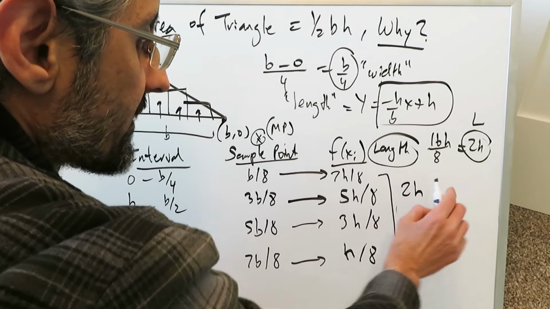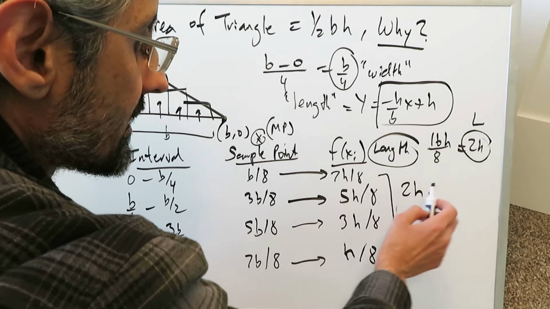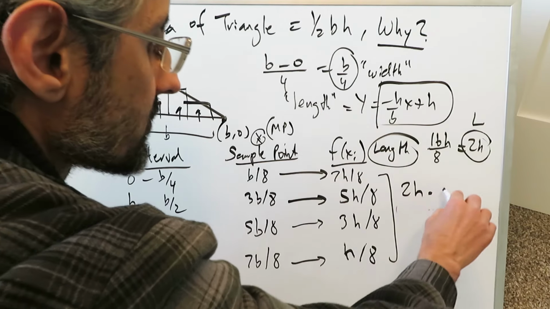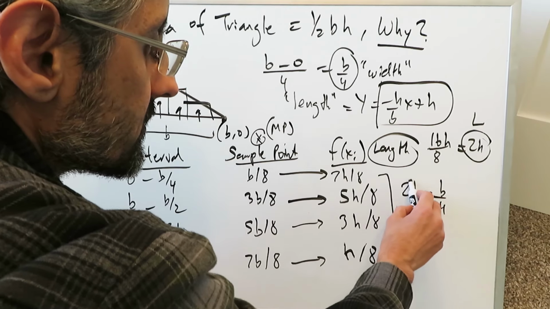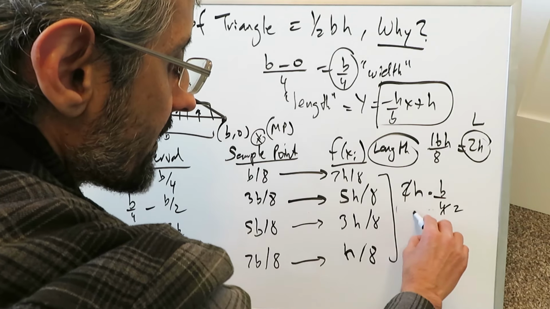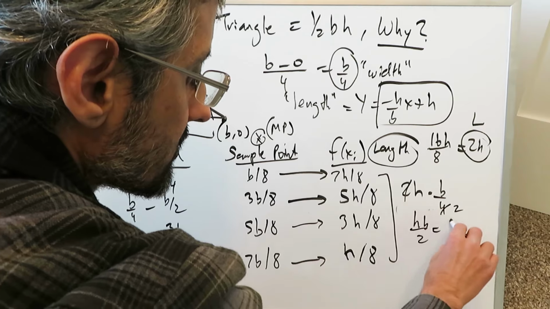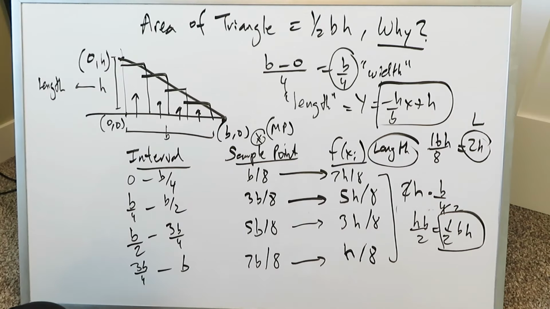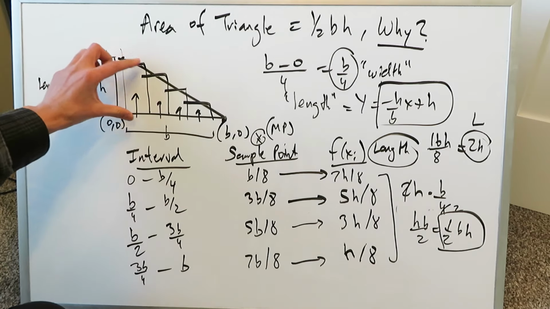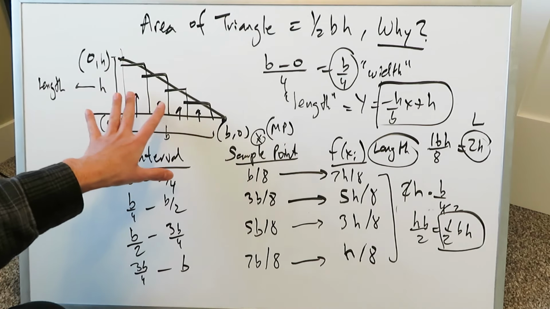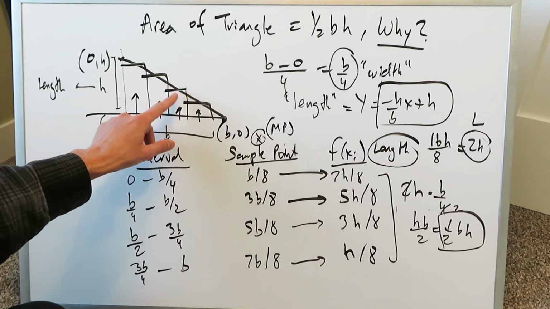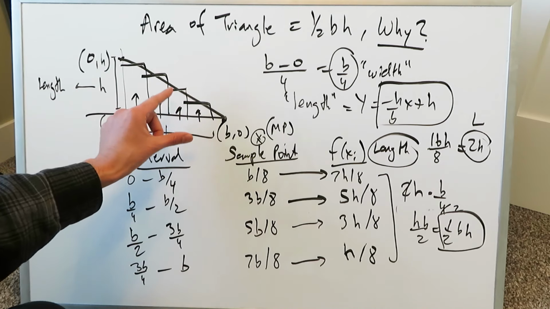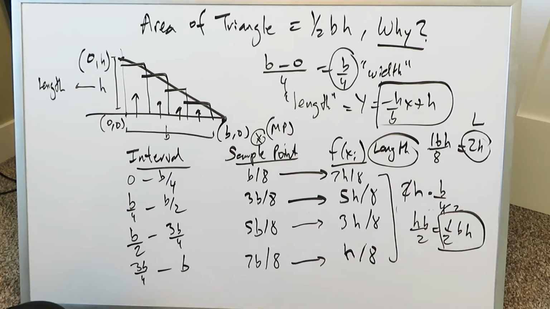2h, which is your cumulative length of those 4 rectangles, times the width of each rectangle, which is b over 4. That cancels out, and you have here an hb over 2, which is 1 over 2 base times height, and there it is. The area formula of a triangle. By decomposing the triangle into 4 rectangles and getting the sums of each of these rectangles individually, adding them up, that gives you that.